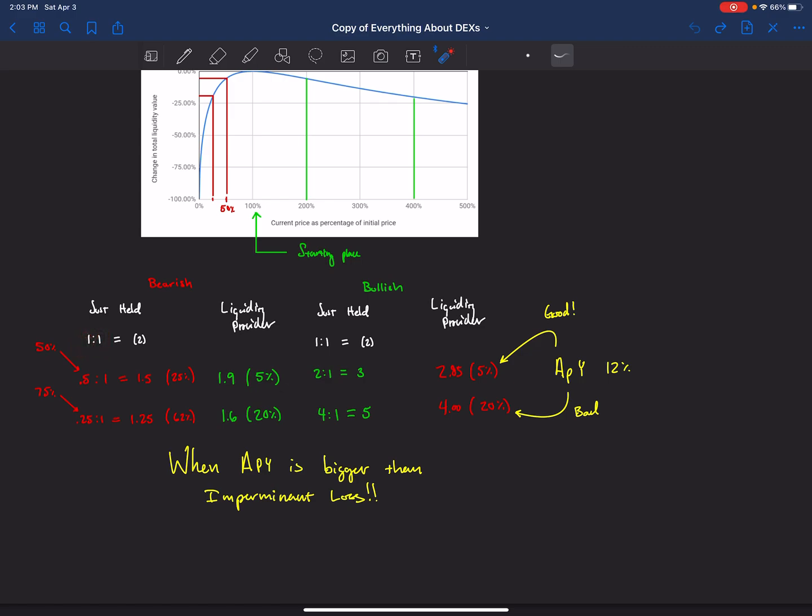All right, and so now let's go to the bullish scenario. So let's say that your token, one of them, doubles in price. Well, you'd have 3 left over. In this case, being a liquidity provider, you'd be down 5%. You'd have 2.85. So you'd lost 5%. That's your impermanent loss. So it would have been better just to hold. In the case where it's bearish, it's better to be a liquidity provider. In the bullish case, it's better to just hold, especially with big price movements.